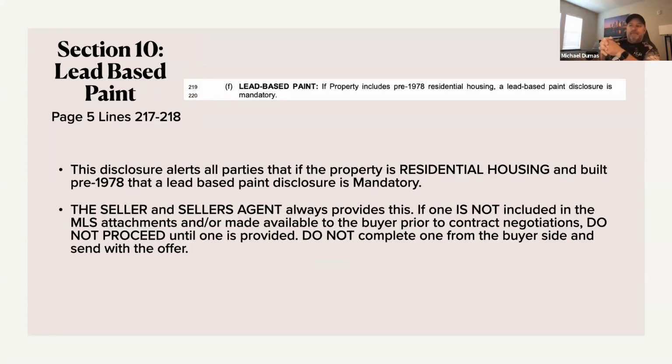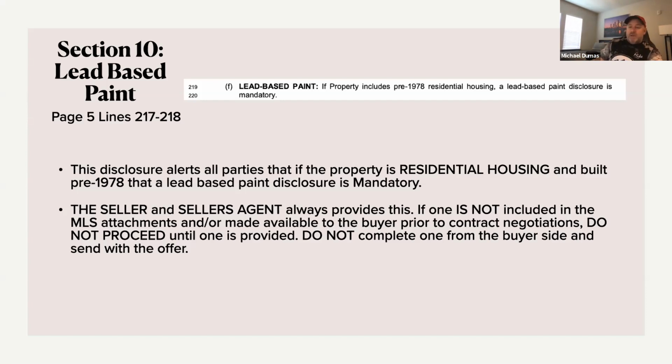Next one, lead-based paint. This disclosure obviously alerts all parties that the property is built prior to 1970. It is a residential housing unit, condo, townhome, duplex, triplex, single family attached, single family detached, whatever it may be. Then a lead-based paint disclosure is mandatory, not optional. It is mandatory. It has to become part of the contract. The seller and the seller's agent always provide this.